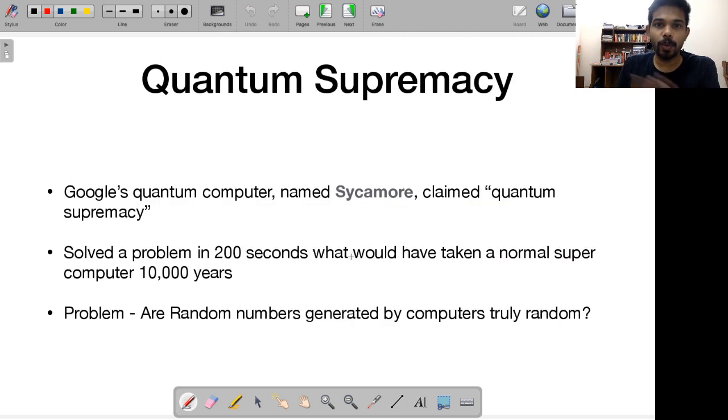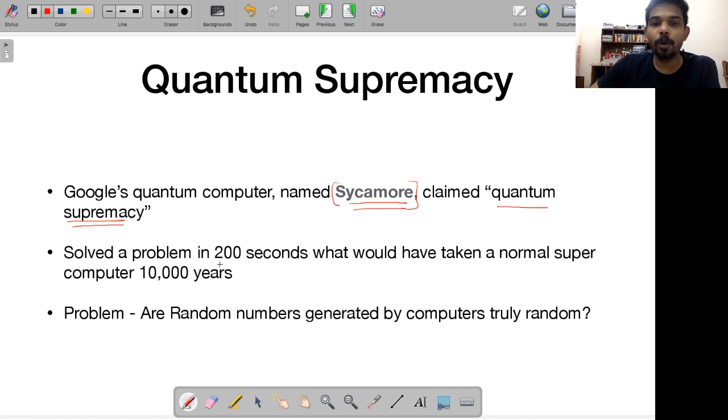So let me dive directly into the news. What exactly does it mean to achieve quantum supremacy? There is this Google's quantum computer. It is called Sycamore. Just try to remember the name. It has claimed quantum supremacy. What does this mean? What did this computer exactly do?